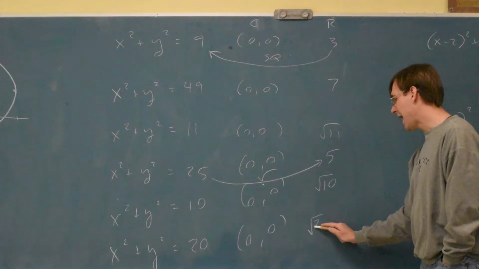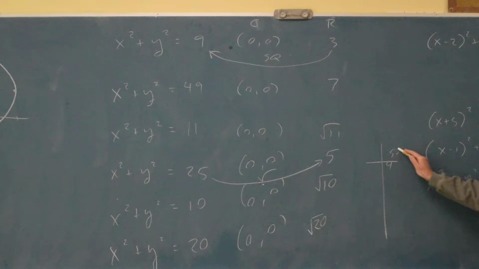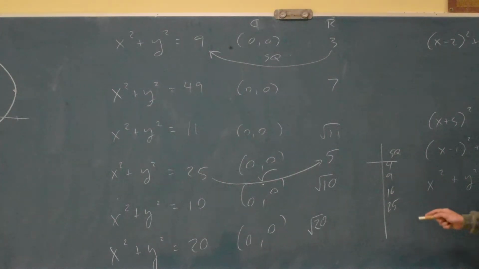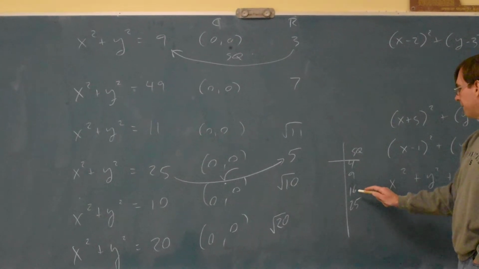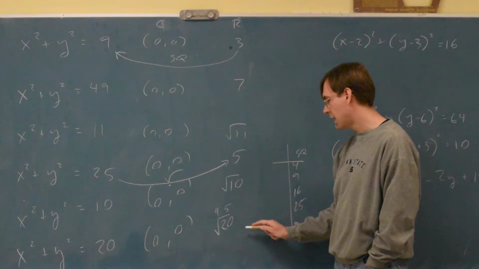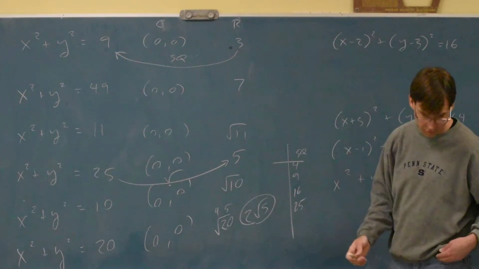This wouldn't be bad as root 20, but again, anytime we start doing roots, we're thinking about those squares and this list that I draw up almost every day of my life. 4 helps us by going into 20 5 times, so 2 root 5 is my best answer there for the radius.